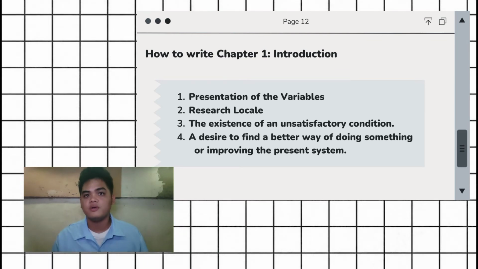So number 2, research locale. So it discusses the place or setting of the study. So it briefly describes the place where the study is conducted. So number 3, the existence of an unsatisfactory condition. So this is a felt problem that needs a solution. So a solution that involves development of a system software. So number 4, the desire in finding a better way on improving the present system.